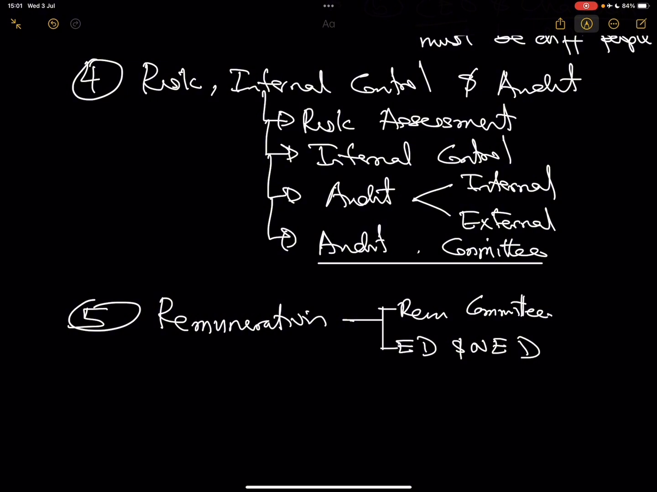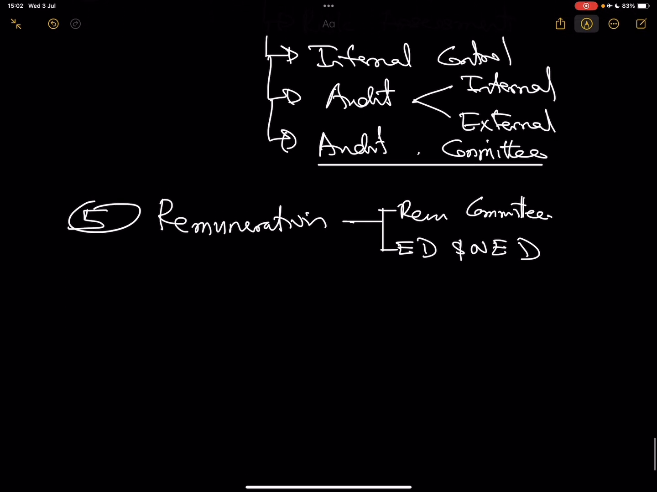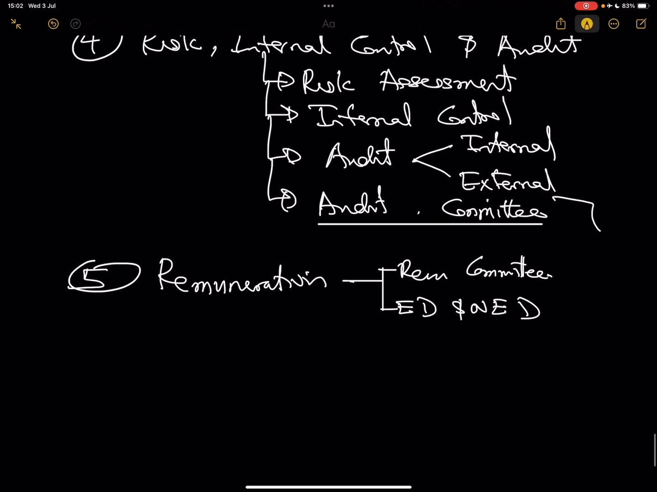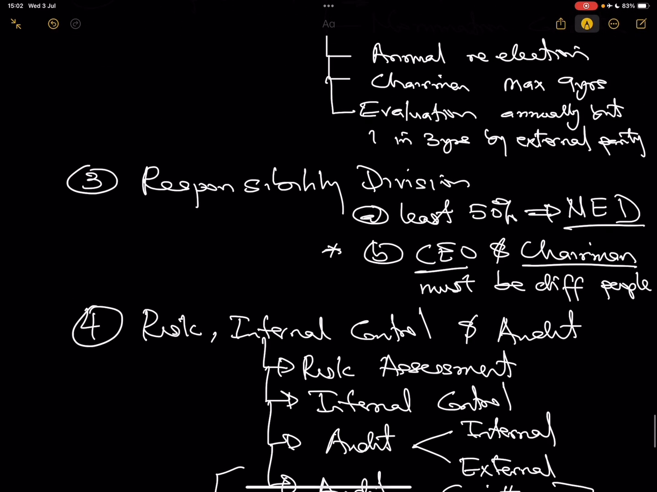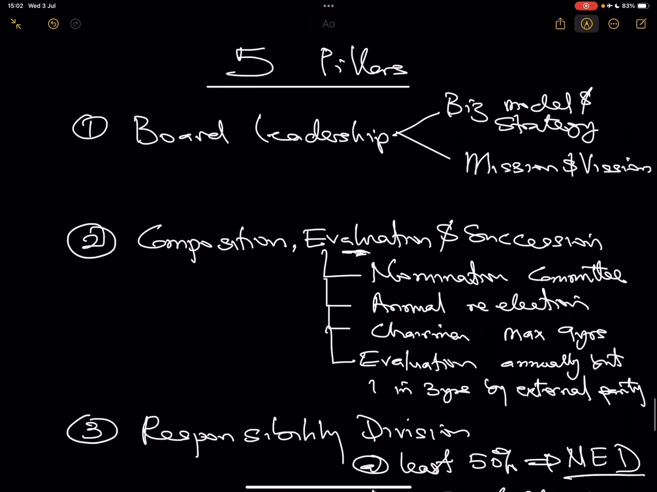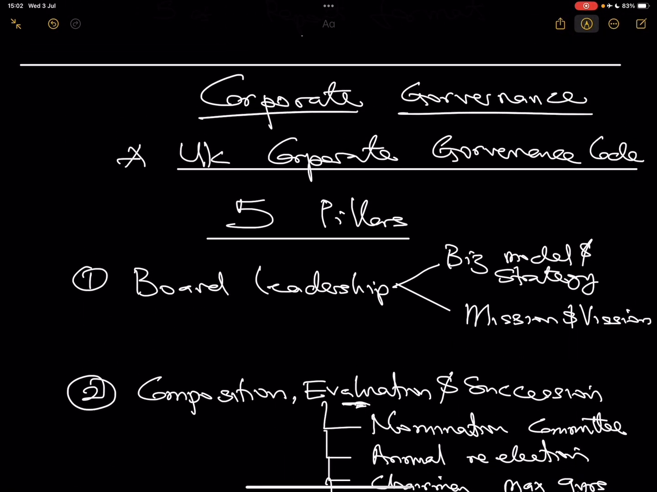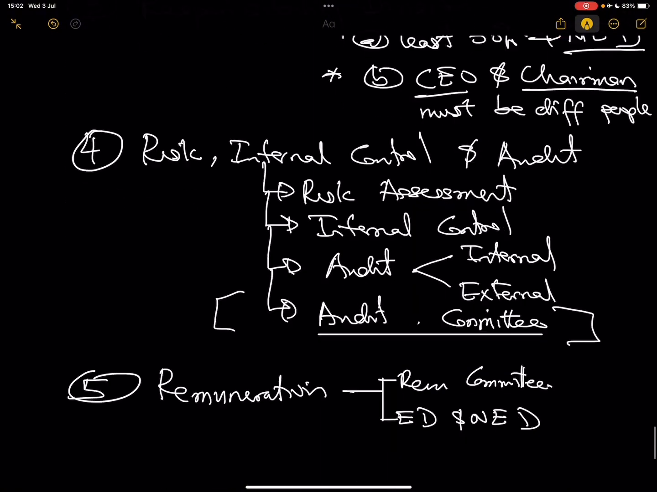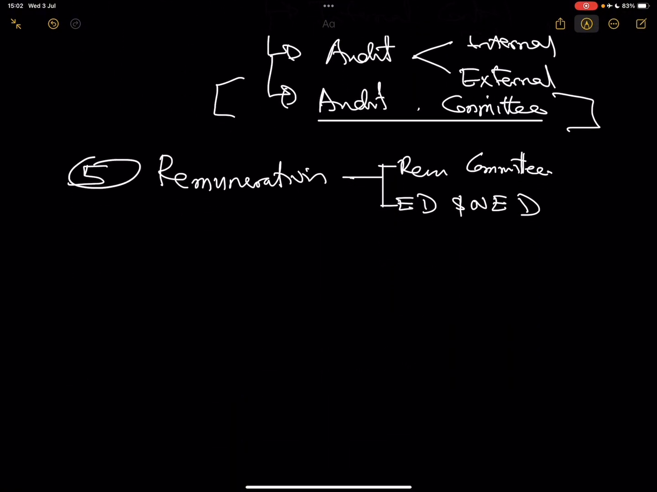Quickly, I will speak about the audit committee, which is the most important thing here. So this is a summary of the 5 pillars of UK corporate governance, which you must know. I tried to summarize the key concepts for you there. But let's talk about the audit committee, which is very, very important.